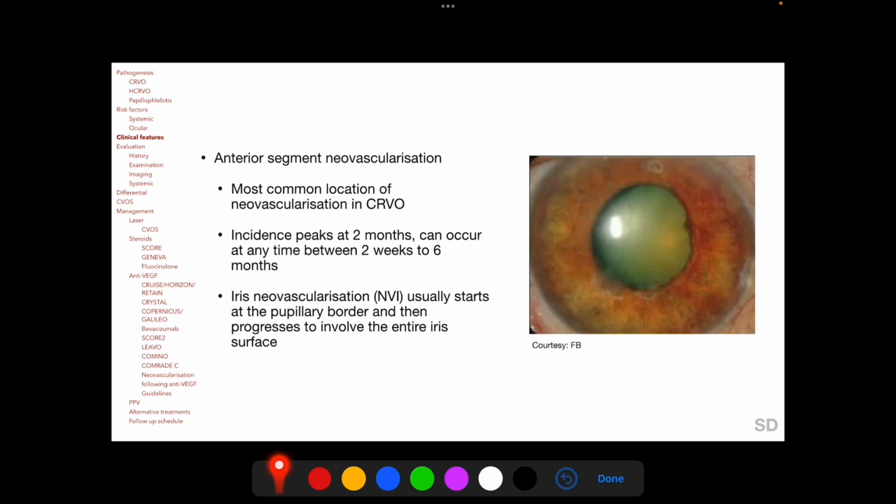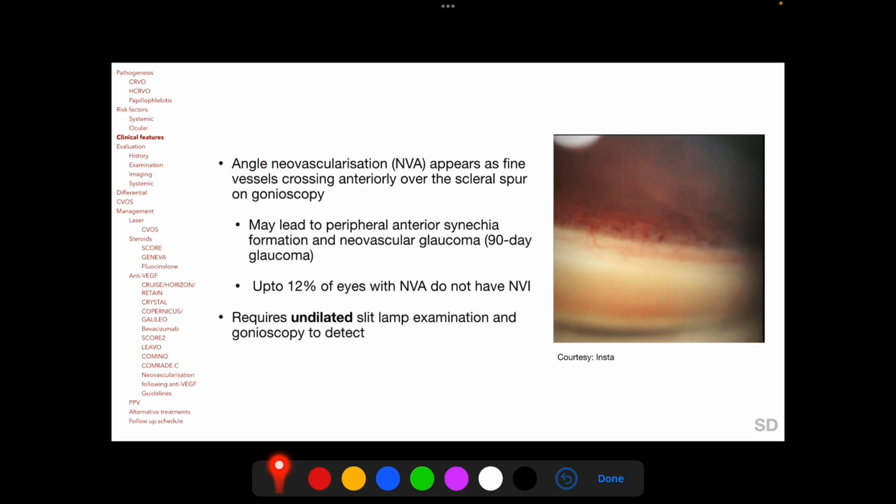The most common location of neovascularization in CRVO is the anterior segment, and the incidence of anterior segment neovascularization peaks at 2 months but can occur at any time between 2 weeks to 6 months. Iris neovascularization, as seen here in this clinical photograph, usually starts at the pupillary border and then progresses to involve the entire iris surface. Angle neovascularization appears as fine blood vessels crossing anteriorly over the scleral spur on gonioscopic examination, as seen here in this gonioscopic photograph. Angle neovascularization may lead to peripheral anterior synechiae and neovascular glaucoma.